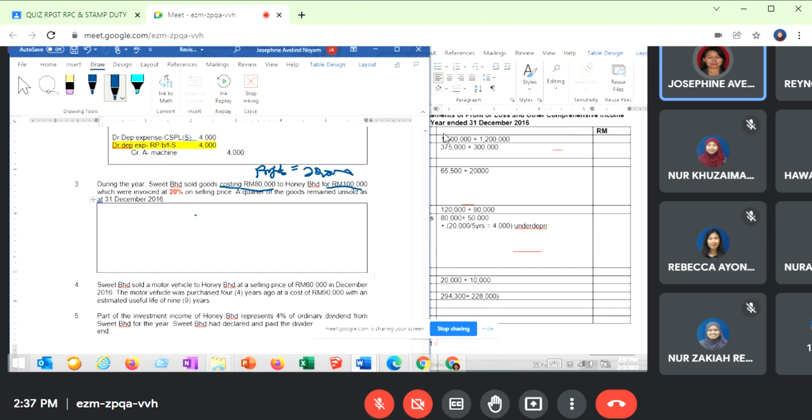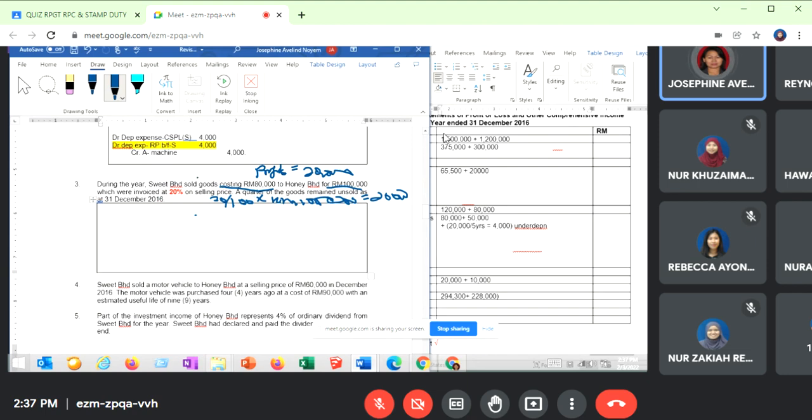Tak perlu dia bagi ni sebab kita dah boleh dapatkan the total profit, 20,000. Alright. So if they don't give you these two figures, they can just say during the year Sweet sold goods for 100,000, which were invoiced at 20% on selling price. So if you go by 20% on the selling price, then you multiply by 100,000. Okay, you will get 20,000 as the profit. Okay, so please change this one. It should be 20%.